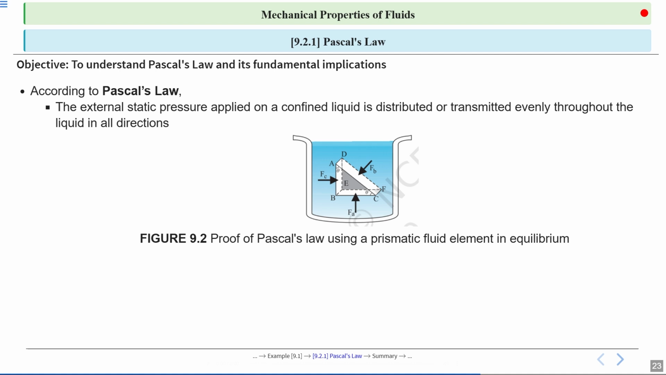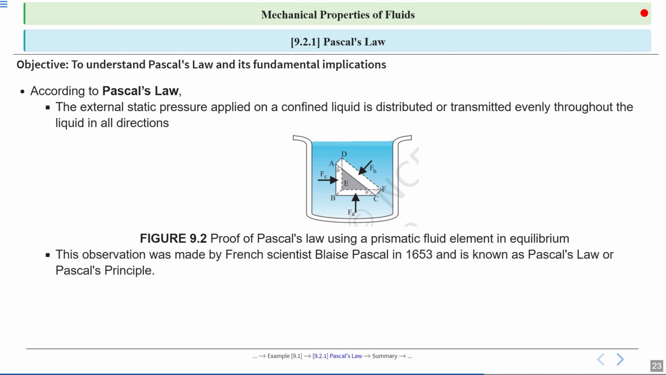To visualize this, take a look at Figure 9.2. It shows how pressure is transmitted through a prismatic fluid element in equilibrium. Notice how the pressure is evenly distributed, which is a direct proof of Pascal's law. This concept is fundamental in understanding how fluids behave under pressure. This observation was first made by the French scientist Pascal in 1653, which is why it's named Pascal's law or Pascal's principle.